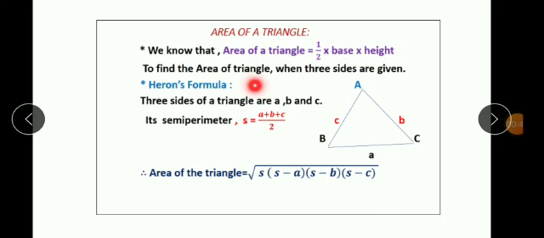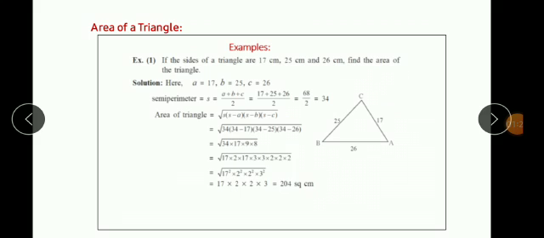To find the area of a triangle when three sides are given, we will use Heron's formula. For Heron's formula we must know the semi-perimeter. So what is semi-perimeter? When three sides of a triangle are given as A, B and C, semi-perimeter S is equal to A plus B plus C upon 2. So there is one triangle ABC whose sides are A, B and C. What will be the area of that triangle? Area of triangle is under root S into S minus A into S minus B into S minus C. So using this formula we will solve some examples.